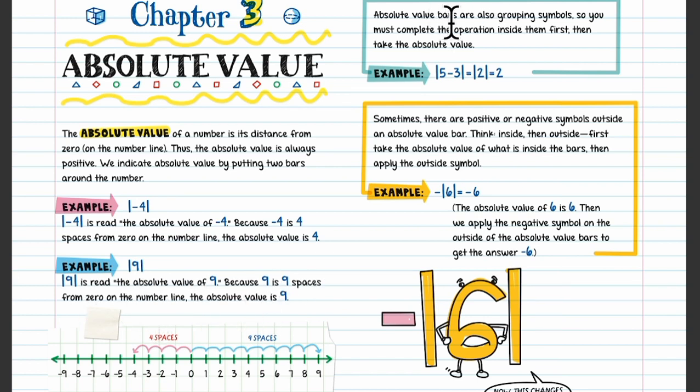Absolute value bars are also grouping symbols, so you must complete the operation inside them first, then take the absolute value. Sometimes there are positive or negative symbols outside the absolute value bar. Think inside, then outside. Take the absolute value of what is inside the bar, then apply the outside symbol. The absolute value of 6 is 6, then we apply the negative symbol on the outside of the absolute value bar, so we get the answer -6.